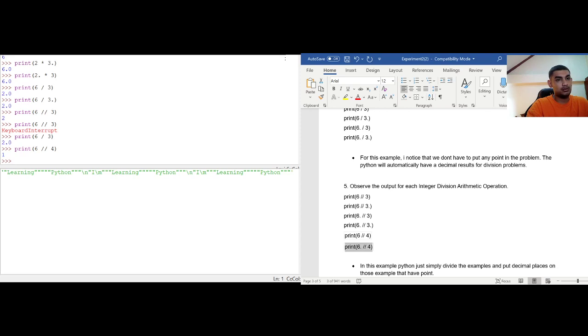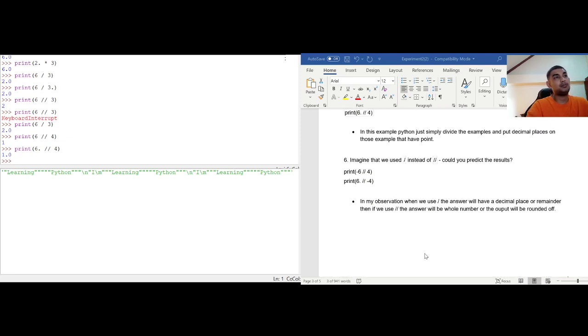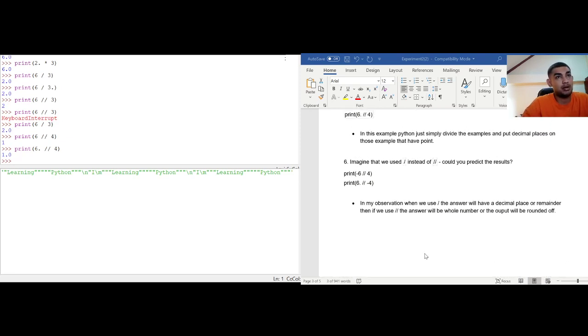Then if we put a point after 6, we will now have an answer of 1.0. So in this example, Python just simply divides the example and puts decimal places on those examples that have a point. So for number 6, imagine that we use one slash instead of two slashes. Could you predict the result?